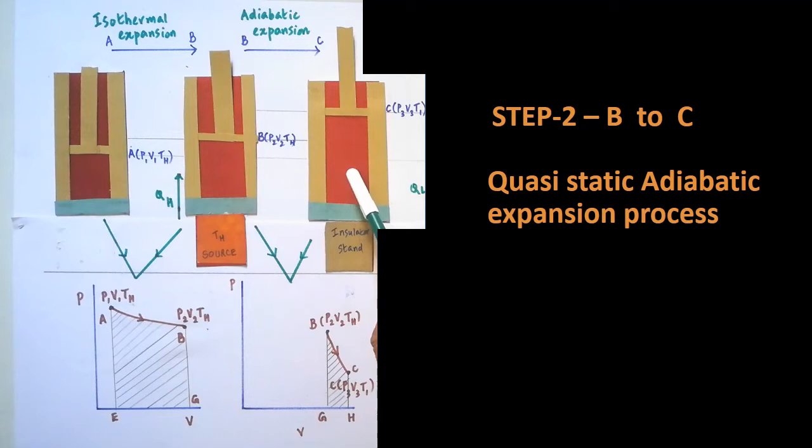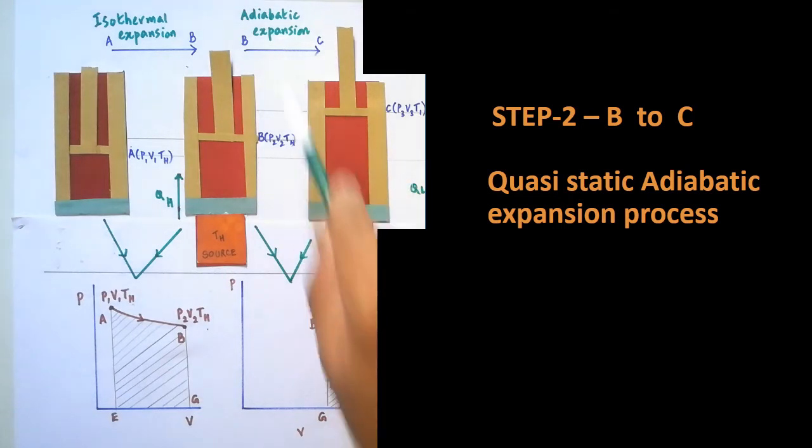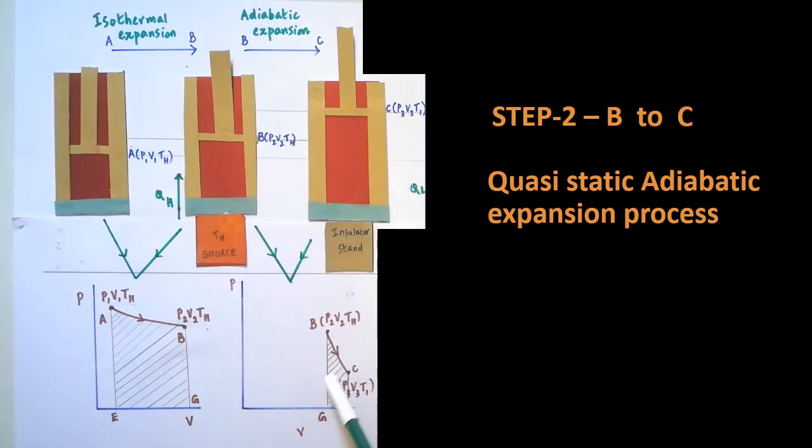Here no heat is exchanged, and this is also a quasi-static process. The work done by the gas in the adiabatic expansion process can be calculated by the area which is drawn just below the curve. So here the BC curve is there, no? Just below the BC curve, one area could be obtained. The area is BCHG. Within this BCHG, some amount of area is there. If you calculate that area, it gives you the work done by the gas in the adiabatic expansion process.